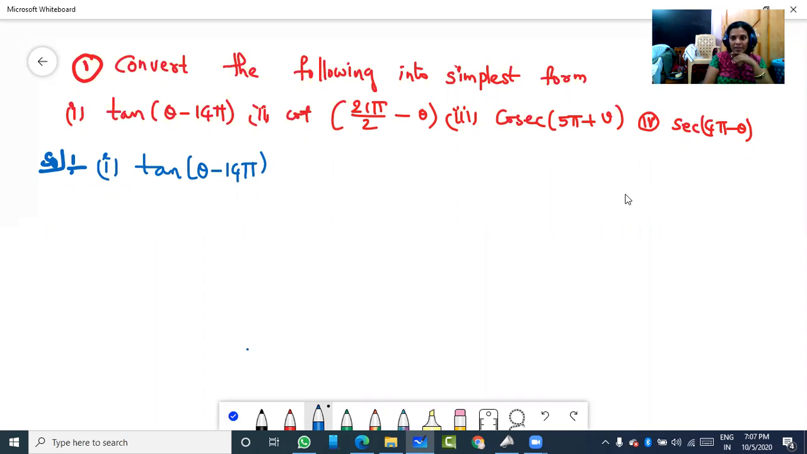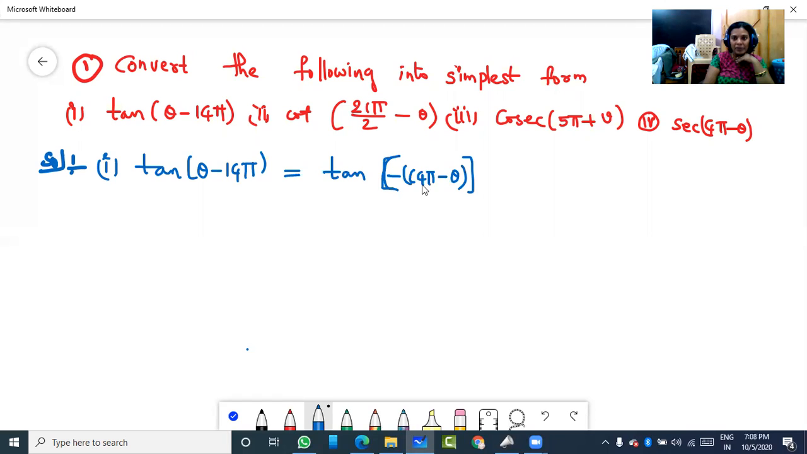First, we know the expressions of the angles are 90 degrees minus theta, 180 degrees minus theta, 270 degrees minus theta, 360 plus or minus theta. But here, theta minus 14 pi is there. So first we can write the angle as minus of 14 pi minus theta. First we should express the known angle minus the unknown angle. Theta is the unknown angle, 14 pi is the known angle.